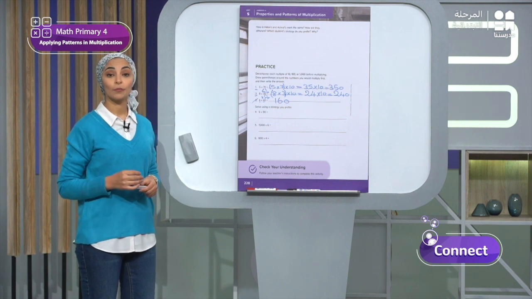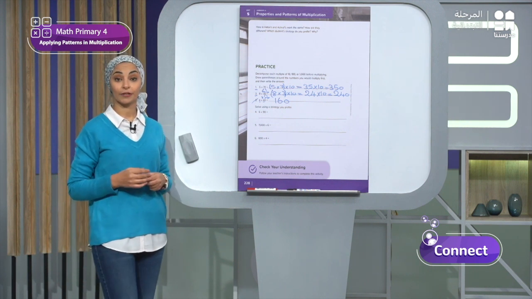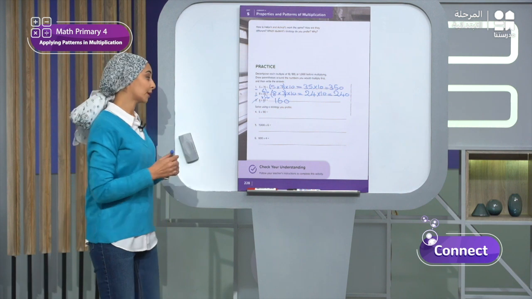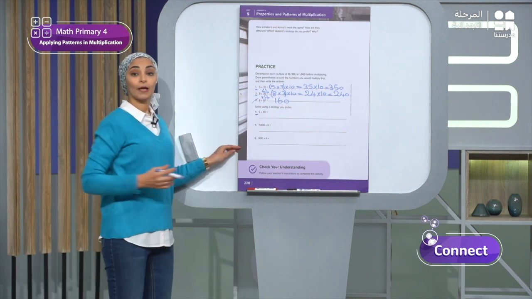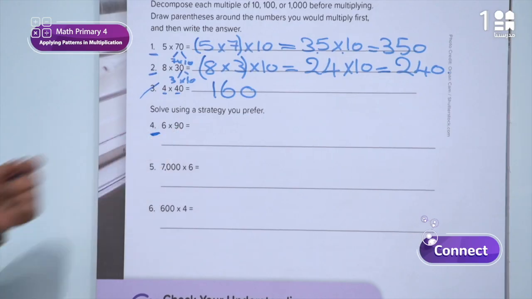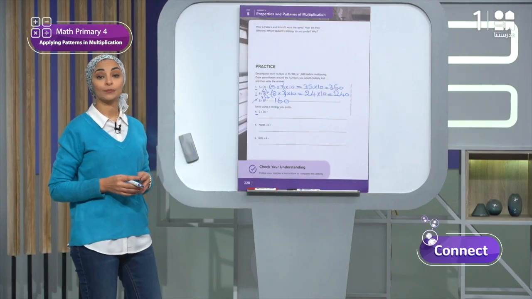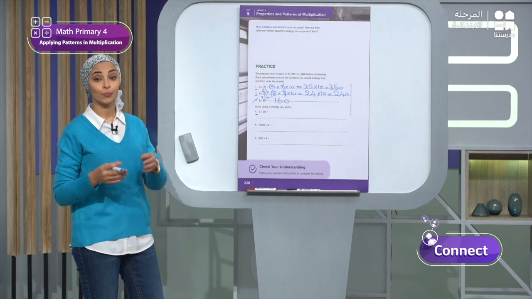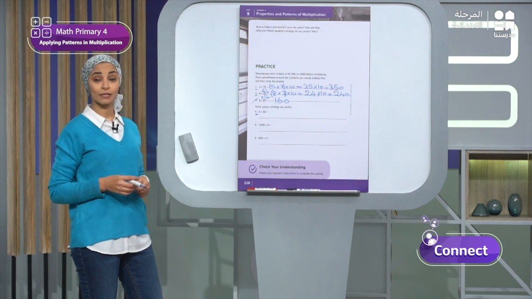We will solve the problems using the strategy you prefer. In problem number 4 here, you want me to multiply 6 times 90. I will use the same strategy we have just used in the first part. Maybe someone else can say, no, I want to multiply 6 times 9 first and then put the 0. Yes, you can do it in this way.